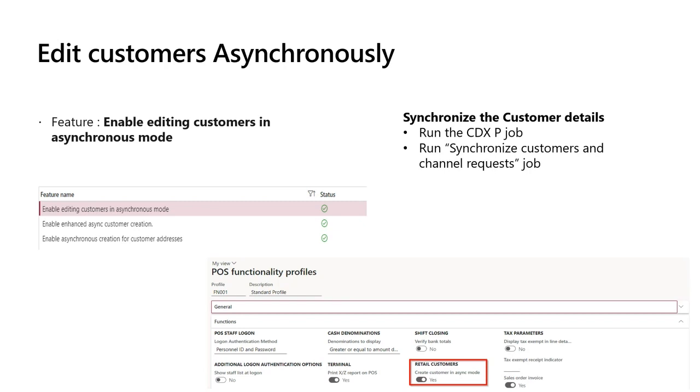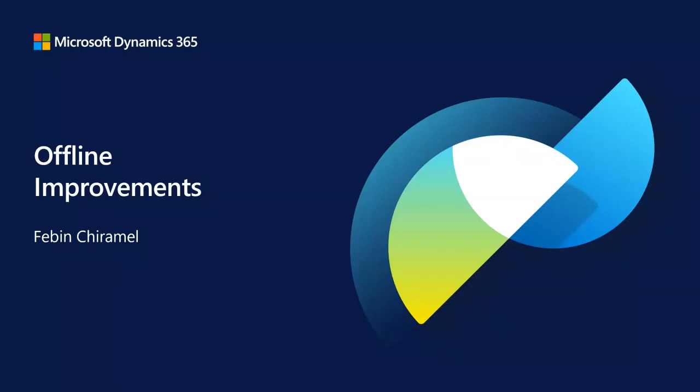By disconnecting customer management from headquarters, you can improve the performance of POS devices and get a better experience for POS users. This is a promising step towards an asynchronous way of handling the POS devices. Now lastly, when you switch on async customer mode, you must run CDX jobs to get customer data synchronized to headquarters. Then you need to run the synchronize customers and channel request batch job to get this data applied to the customer tables. That's all about customer management. Now we will see the offline improvements.